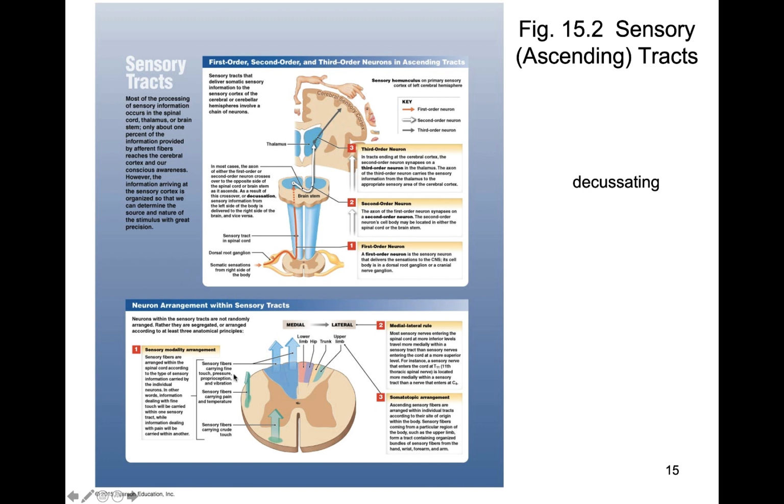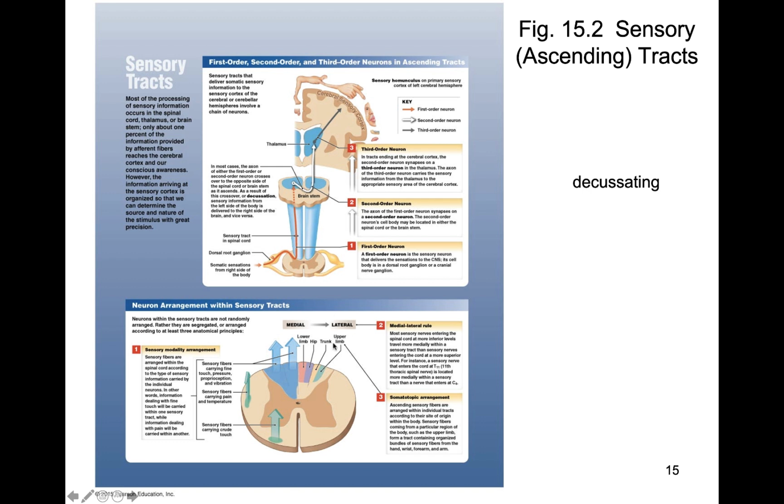And on this bottom picture, this is showing you the arrangement of sensory tracts. So specific information is carried by a specific tract. So let's say information that's dealing with pain will be carried within a different sensory tract versus information dealing with touch. So this is showing you the sensory fibers carrying information for touch and pressure. This one is for pain, and then here we have the crude touch. So there are different regions, different tracts for different types of information that's traveling in the spinal cord.